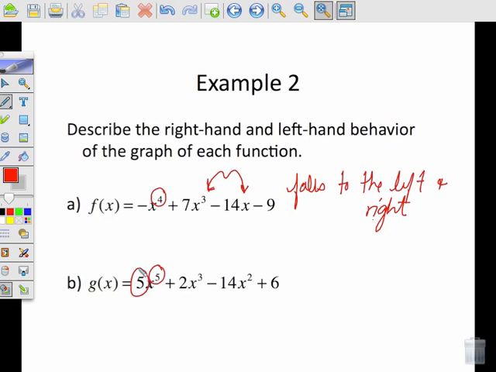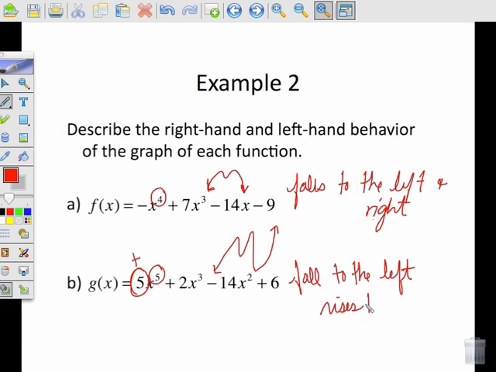All right, here I've got part B. I've got an odd degree, and the 5 is positive. So you have positive and it's odd. So I know it's going to look something like this, I just don't know where the numbers are at. This is going to fall to the left, and it rises to the right.